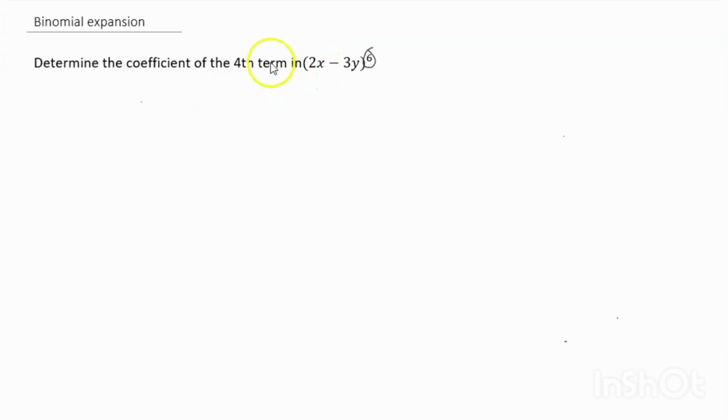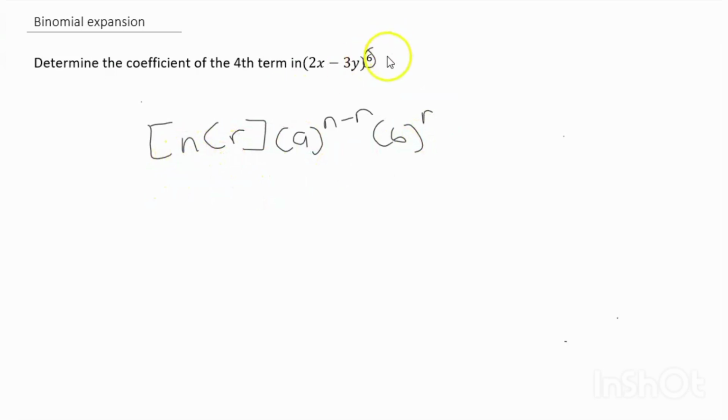Let's write down the formula really quickly to find the nth term in the binomial expression. If we want to find the fourth term, this would be the formula. We would have n combination r into a to the power of n minus r into b to the power of r. Let's just define the terms really quickly. What's our n? Our n is going to be 6. Whatever your question is raised to the power of, so if it's raised to the power of 5, your n will be 5.